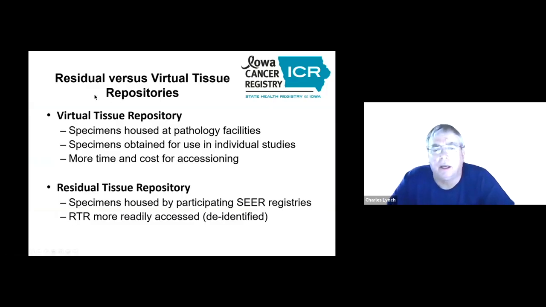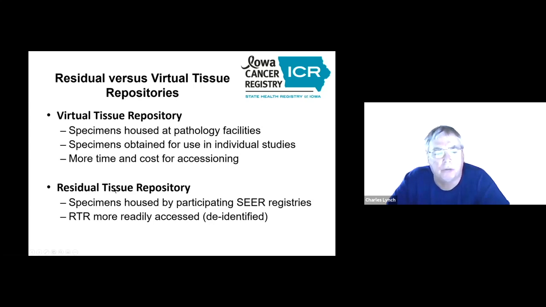And in Iowa, in the cancer registry, we have two types of repositories. We have a virtual tissue repository where the specimens that we would be pursuing are housed at pathology facilities around the state, in some cases in neighboring states. And then we just go after the specimens that are needed for an individual study from this repository. And typically it takes more time because we have to request the tissue, and it's up to the laboratory that we send the request to when they find time to pull it.